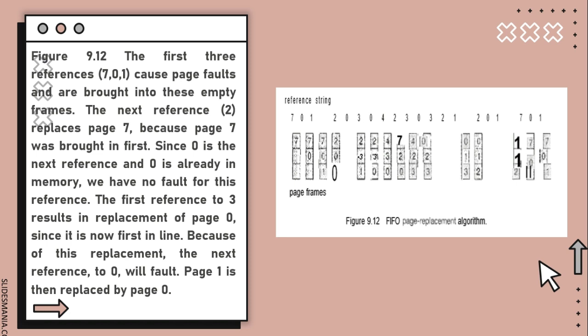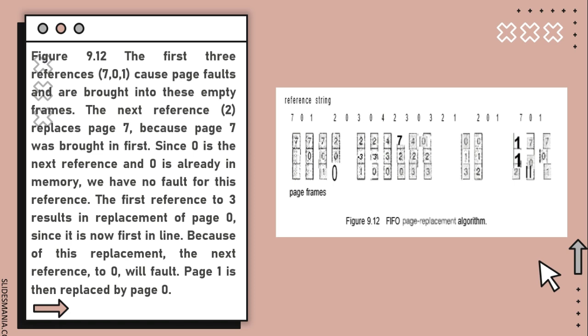Because of this replacement, the next reference to 0 will fault. Page 1 is then replaced by page 0. This process continues as shown in this figure. Every time a fault occurs, we show which pages are in our 3 frames. There are 15 faults altogether. The FIFO page replacement algorithm is easy to understand and program. However, its performance is not always good.